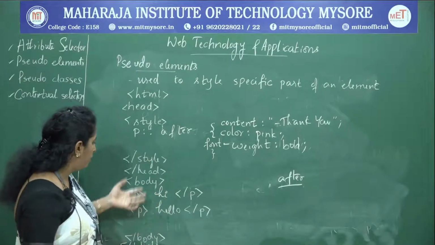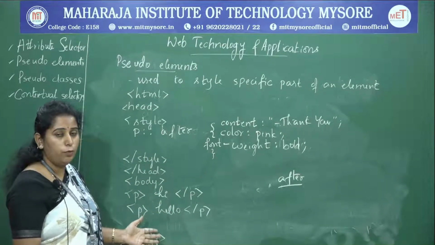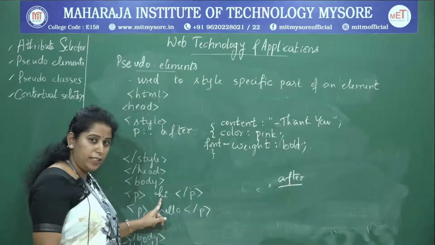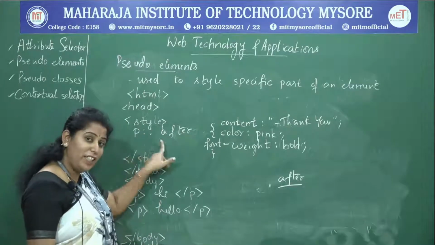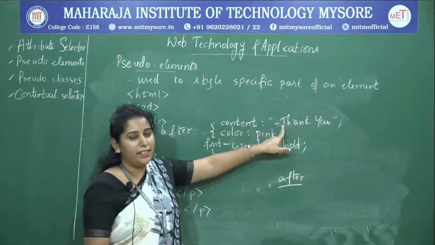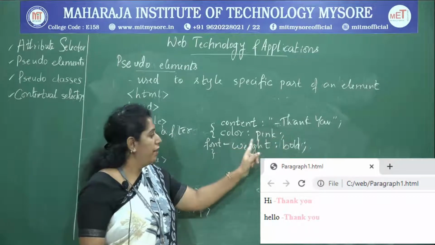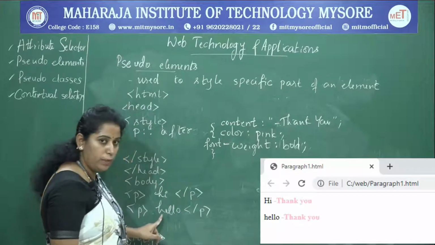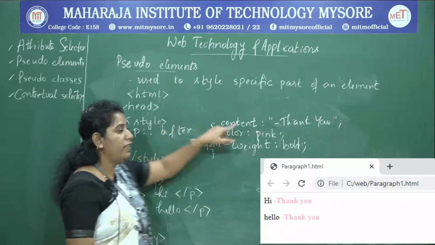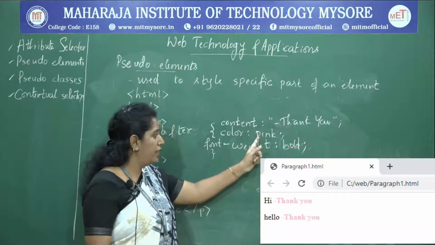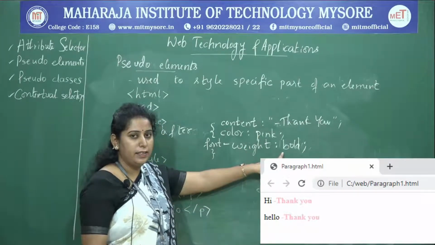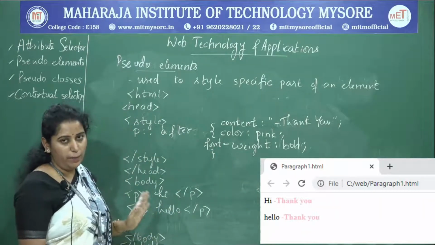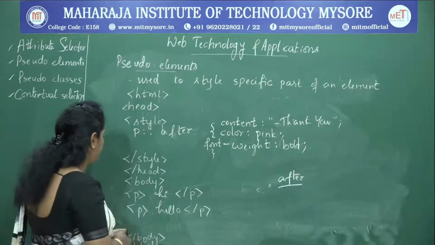Now tell me, how will the output be displayed? You can look into the output. What happens? It prints the message hi. After that, the content will be printed: thank you. Hi, thank you. In which color? Pink, and it will be bold. Likewise, the hello message is printed. After that, thank you is printed, in pink color and in bold. Okay. So this is about pseudo elements.